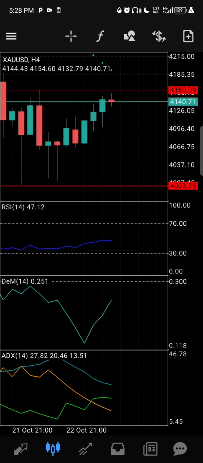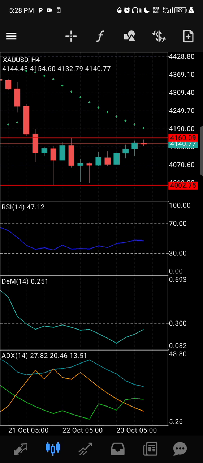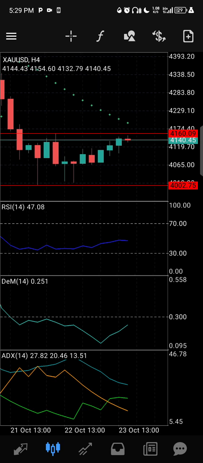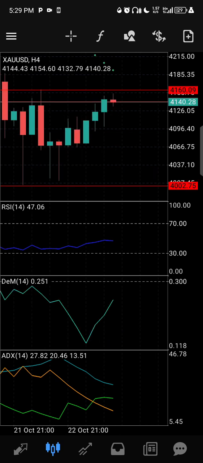So we are going to wait now, because most people see the ADX is showing that bullish is 20 and bearish is 13, while the ADX is saying 27.82, which is a strong trend, which I can put as a strong trend, which is showing that bulls are more in control.